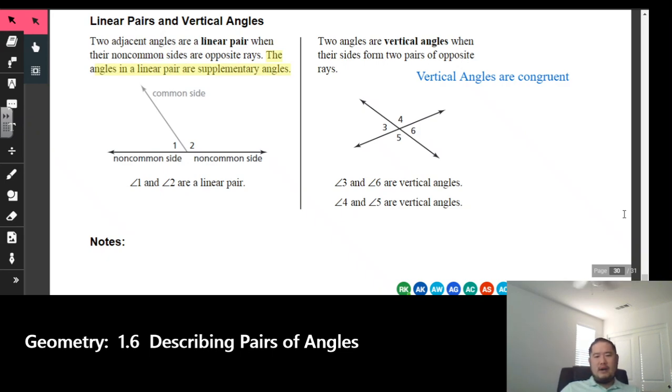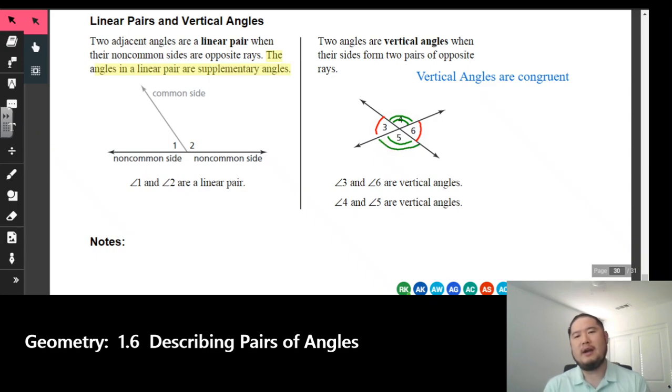The next thing right here, we take a look at our vertical angles. The main thing to remember about vertical angles is that opposite angles are congruent. So in this diagram right here, I could say that angle 3 and angle 6, they're opposite of each other. They equal one another or are congruent because I don't know how many degrees they actually are. And angle 4 happens to be congruent to angle 5.